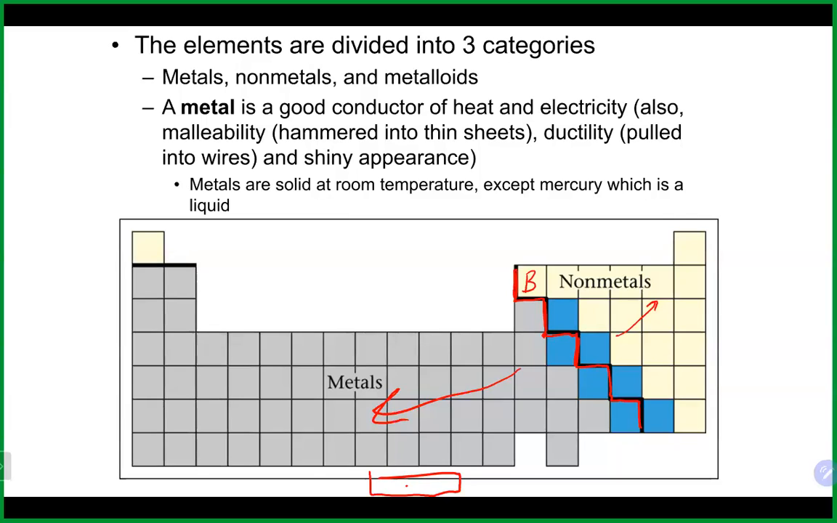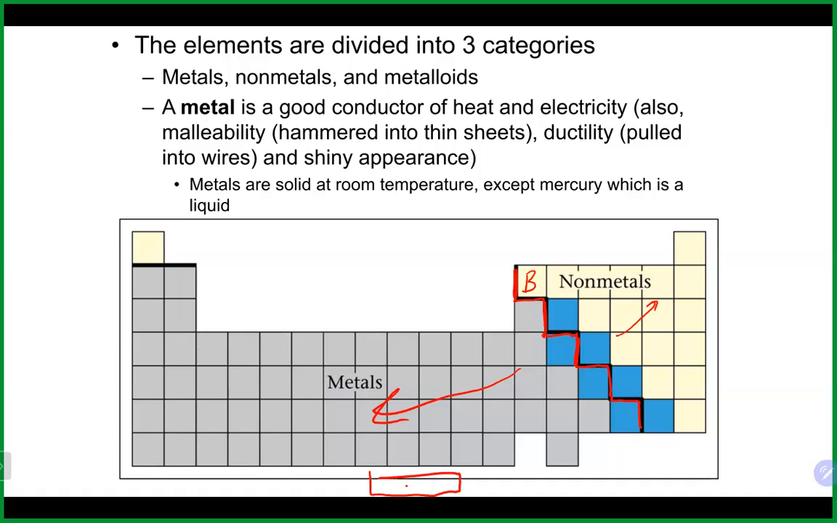Now, metals are good conductors of heat and electricity. They also can be hammered into thin sheets. They have shiny appearances. Pretty much all metals are solid at room temperature, except for our friend mercury, which on a lot of periodic tables, Hg, will be written in some different color, like blue.